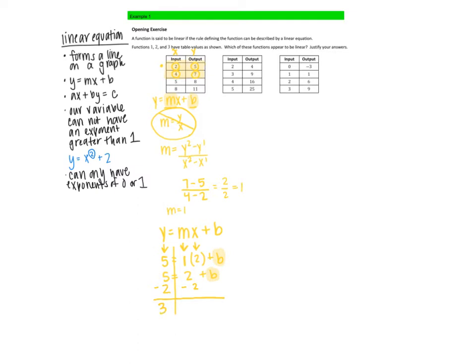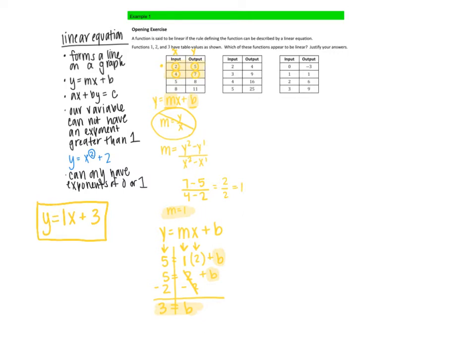Over here we get 3. Over here this cancels and we're left with b equals 3. So now I know that my b is 3, my m is 1, and I can write my full equation out: y equals 1x plus 3. This is the equation for this table.